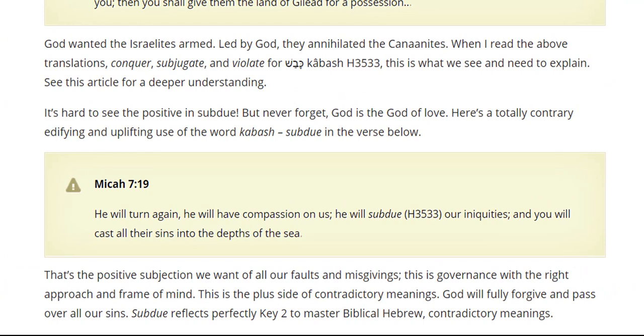This is governance with the right approach and frame of mind. This is the plus side of contradictory meanings. God will fully forgive and pass over all our sins. Subdue reflects perfectly key 2 to master biblical Hebrew, contradictory meanings.